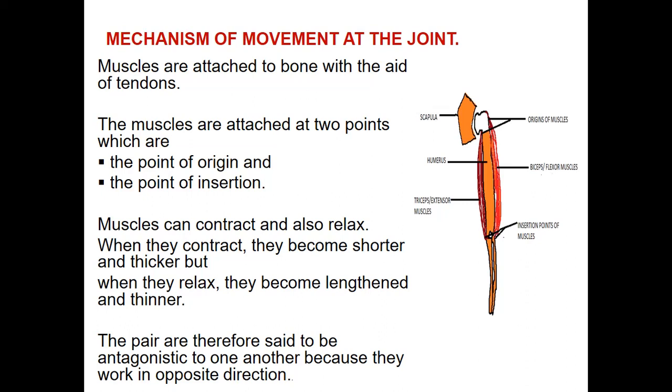Now, this is a structure showing the arm and the muscles found at the arm. So we have the scapula, we have the origins of the muscles there, we have the humerus, which is the bone of the arm. Now, the muscle at the front is called biceps or flexor muscle, while the one behind your arm is called the triceps or extensor muscle. Now, we also have the point of insertion. Just study the image better, so you understand.